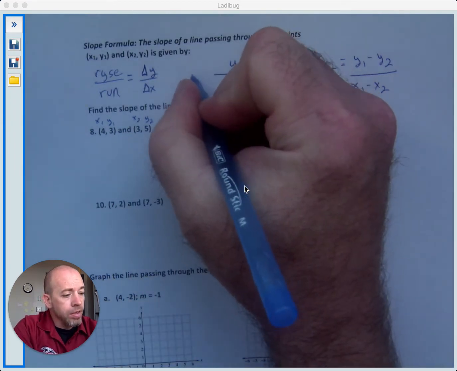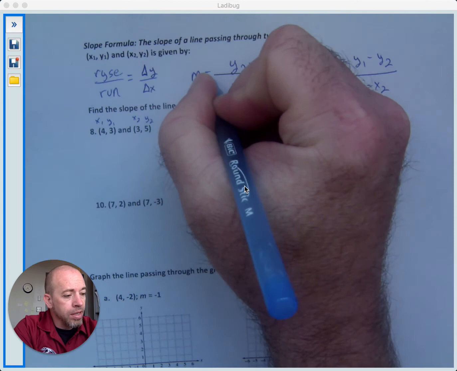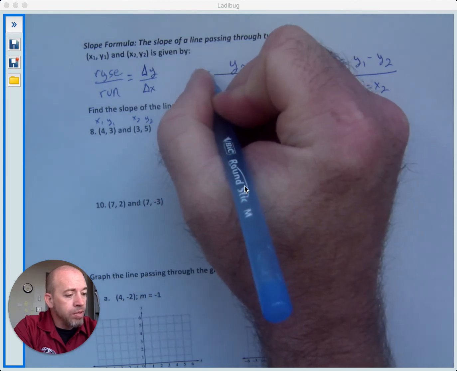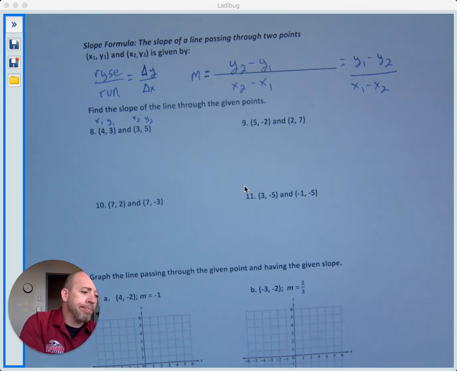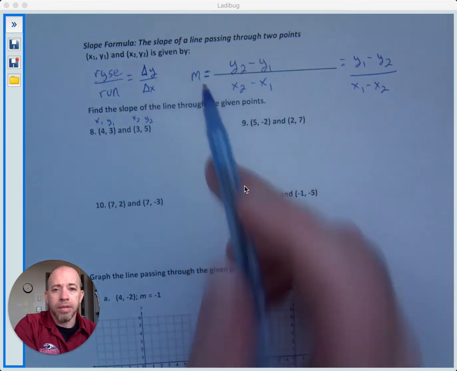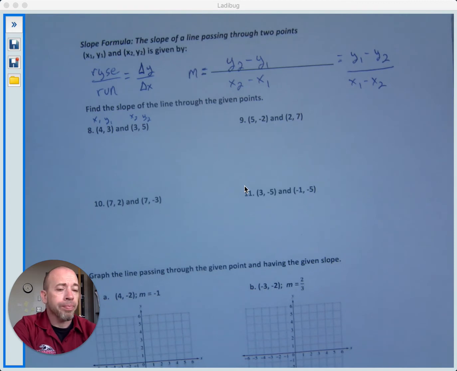It has to do with some Latin word. You can look that up if you're curious why we use m for slope. You could Google that if you're curious about the history of that. But we use the letter m, lowercase m, to represent slope.